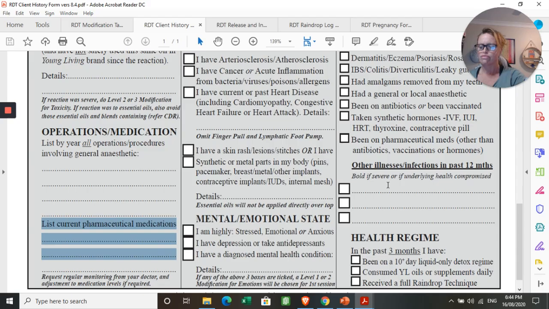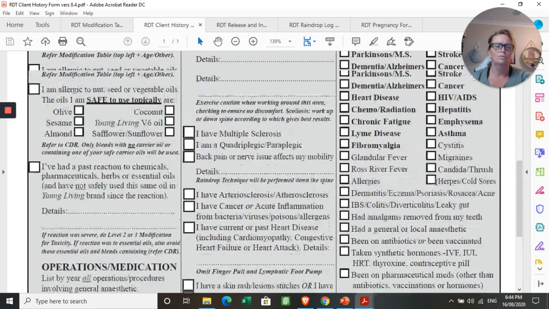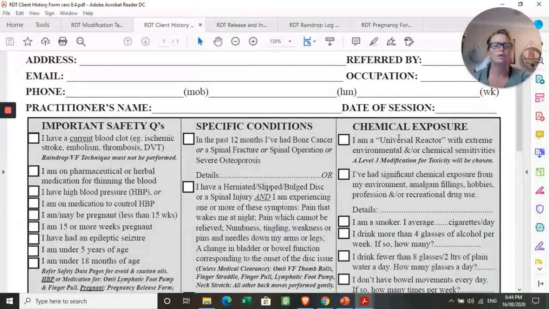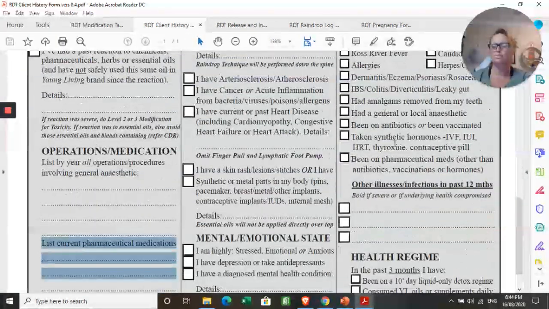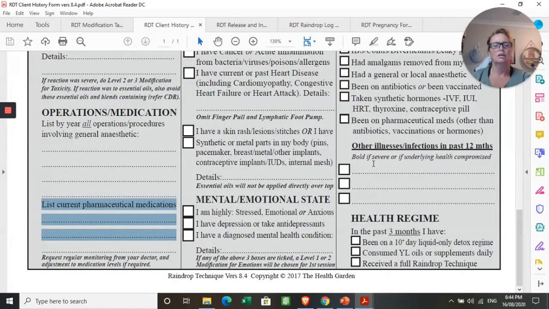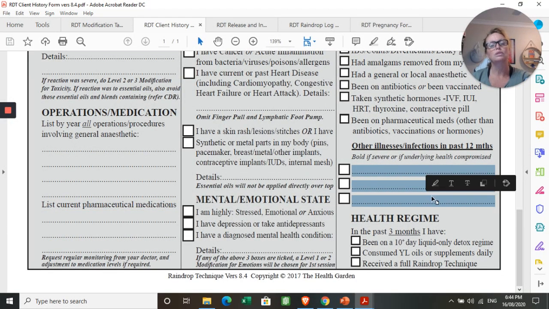Now, what else have we got? Under the chemical exposure column, coming over here to the right-hand side, you want to look and see if they've listed other illnesses and infections in the past 12 months. And you want to ensure, if they have, that that box has been ticked, because this trips people up a lot of the time.